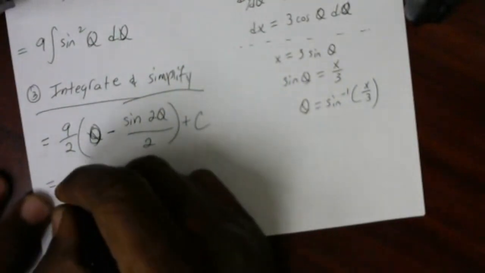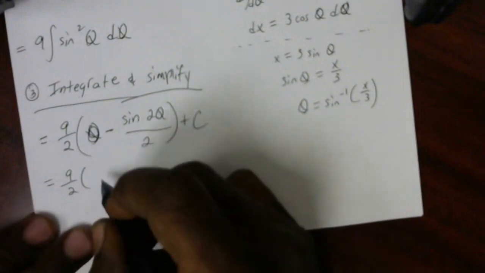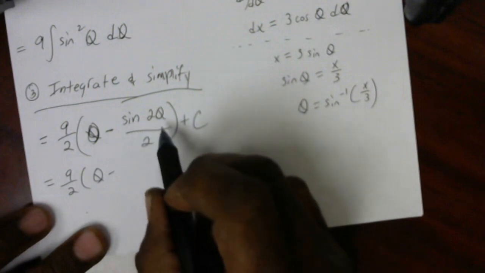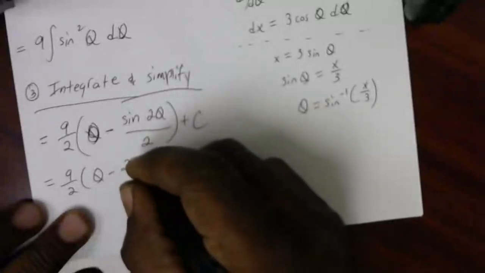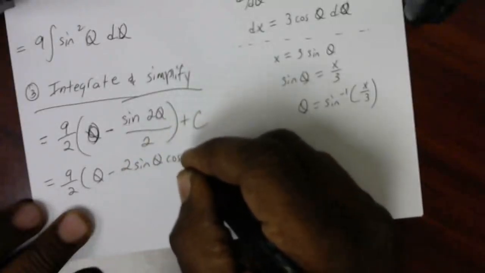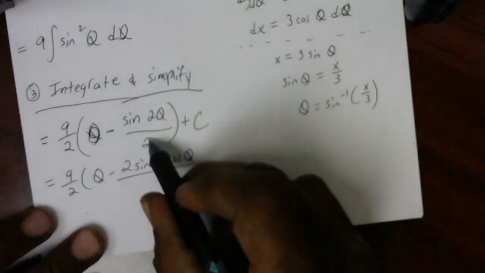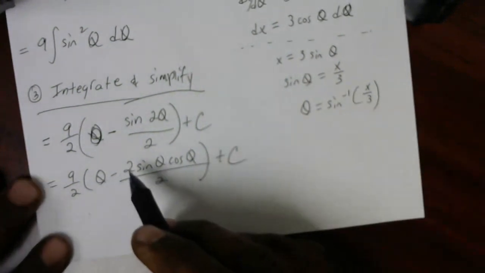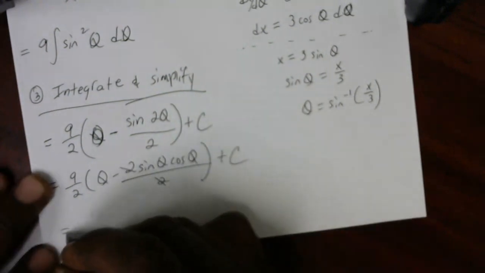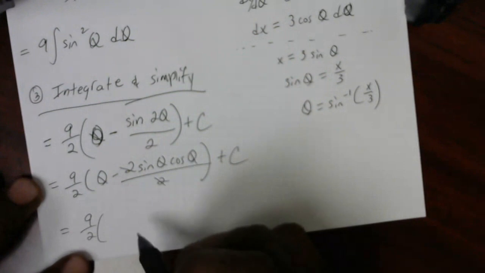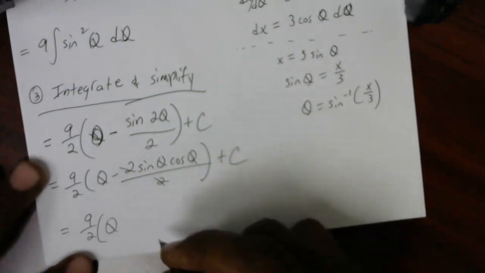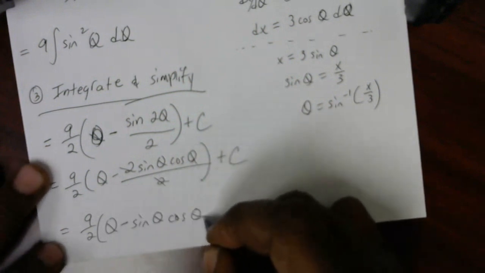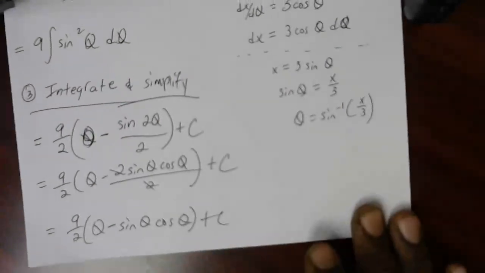Okay, so I'm going to write this out as 9/2 times theta minus, so remember that the sine of 2 theta was 2 times the sine of theta times the cosine of theta, that's divided by 2. Right, bring down my arbitrary constant. Now my 2's will cancel, and I'm left with 9/2 times theta minus the sine of theta times the cosine of theta, plus the arbitrary constant.